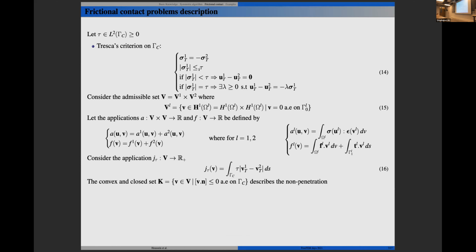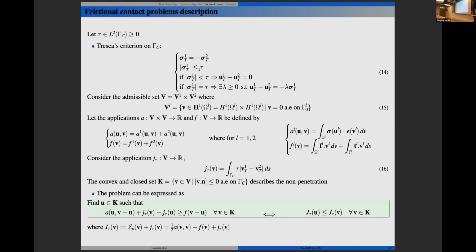For example, to see that, we can consider this set V1. We have a product here because we have two bodies. Also, we have the same application as before, but here we have a sum also because we have two bodies. And we can consider this functional, which depends on tau, the sliding limit for the Tresca, and also the K, which describes non-penetration.